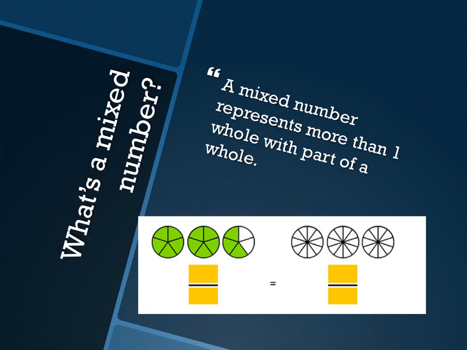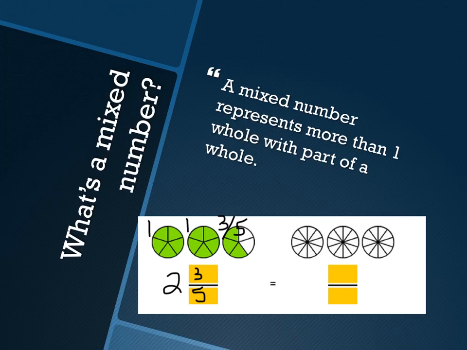Let's take a look at this example. In this example, my model shows more than one whole. In this case, I have a mixed number. What is a mixed number? A mixed number represents more than one whole with part of a whole. I can see in this model one complete whole, a second complete whole, and then 3 out of 5 pieces, giving me 2 wholes and 3/5.